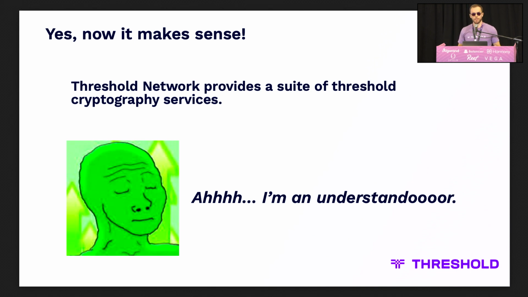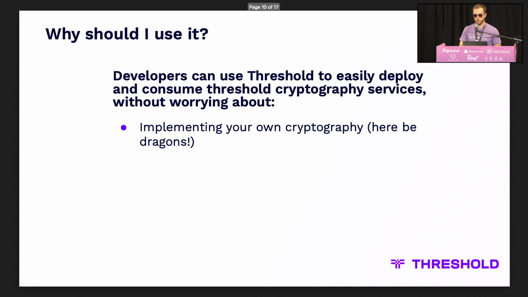So hopefully you have this enlightenment moment now of, okay, it all makes sense. Threshold Network basically provides a suite of all these different threshold cryptography services and exposes those effectively as an API to you as a developer. And the reason why you might want to use Threshold Network to consume those services is because we basically make it super easy. You don't have to worry about rolling your own crypto, which is super difficult and needs to go through multiple audits to get something that you're comfortable with. We've implemented that cryptography for you.